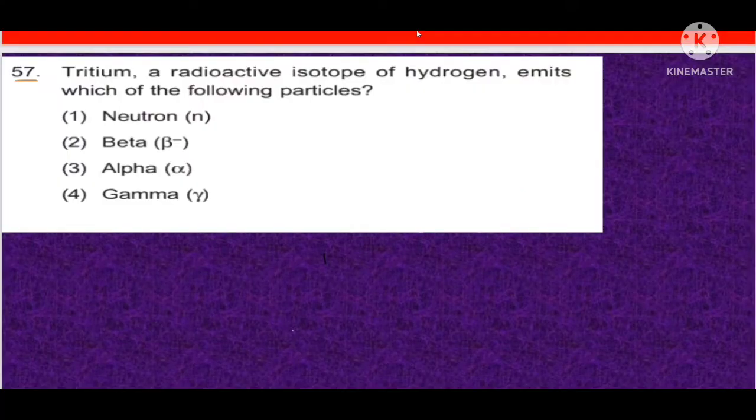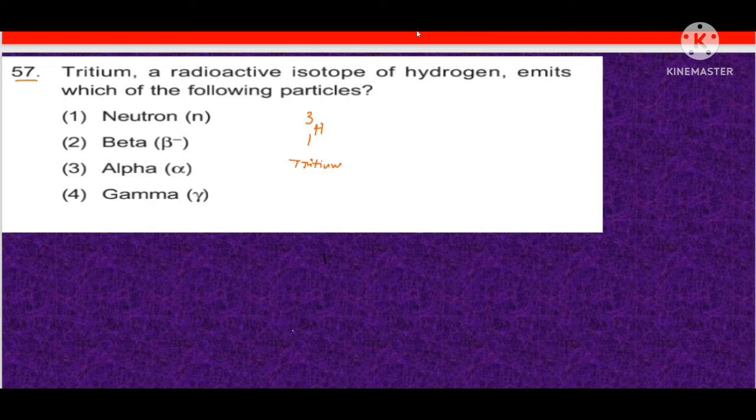Now let us see the 57th question. Tritium, a radioactive isotope of hydrogen, emits which of the following particles? We know that tritium is hydrogen-3, written as 1H3. This is called tritium. We know that tritium is the only isotope among the three isotopes of hydrogen that is radioactive.